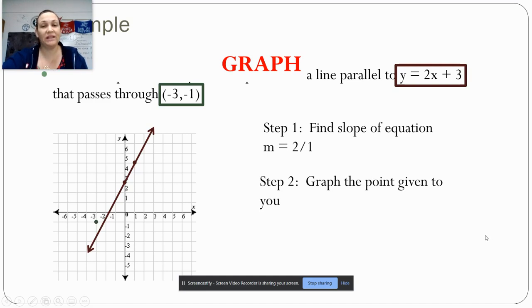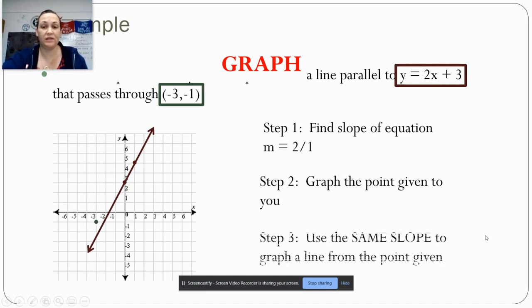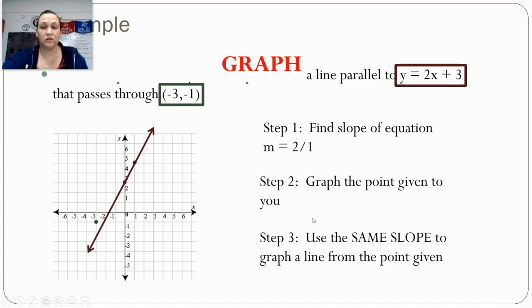Now, if I want my second line to be parallel to the first line, they need to have the same slope. And so it's important that I identify the slope from the original line and that I decide that my second line will also have that slope. So my new line also should have a slope of +2 over +1.